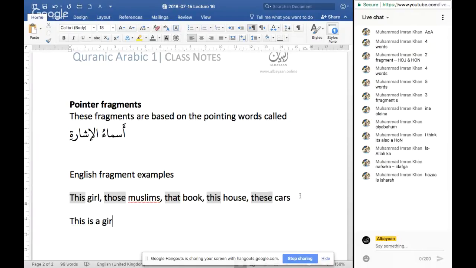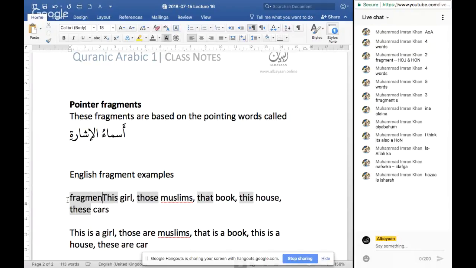This is a girl, or I would say, those are Muslims. Or I say, that is a book. Or this is a house. These are cars. Okay? If I write these sentences like this, then they would be sentences. But right now, the ones above are not sentences. These are fragments, okay? Fragments.